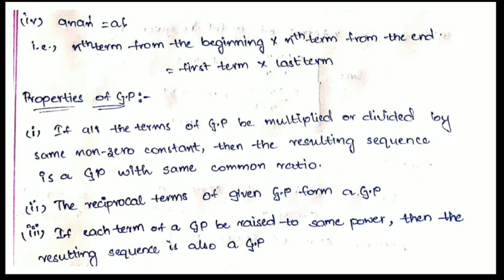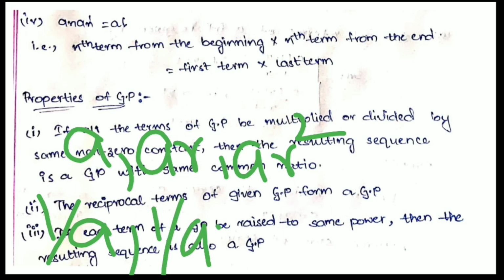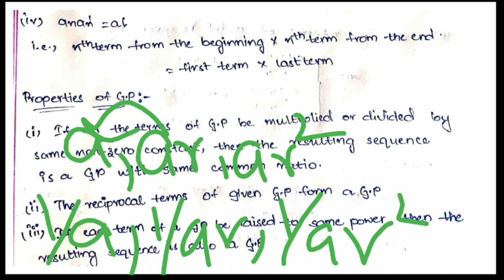The reciprocal terms of a GP form a GP, that is a, ar, ar square. We have three terms. Reciprocal means 1 by a, 1 by ar, 1 by ar square. Here we have common ratio r.